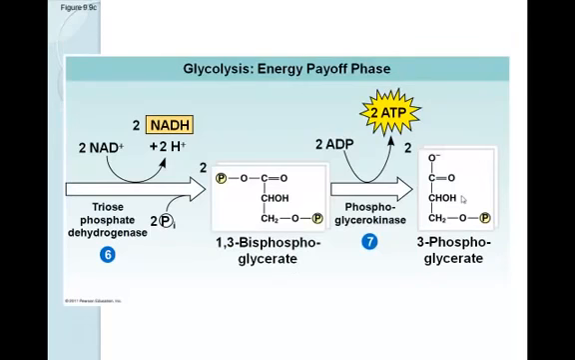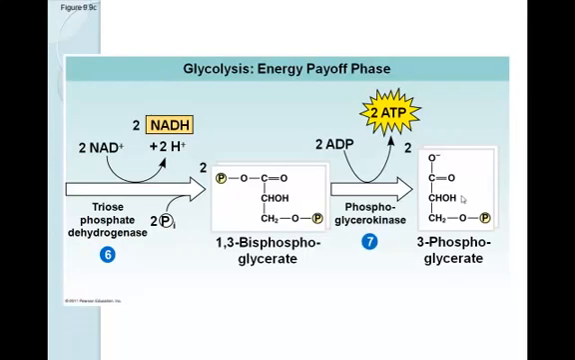In our payoff phase, glyceraldehyde 3-phosphate molecules are oxidized by triose phosphate dehydrogenase to form 1,3-bisphosphoglycerate. In this step, we can see it's an oxidation reduction reaction because it requires an NAD. So NAD is reduced to NADH while we oxidize glyceraldehyde 3-phosphate to 1,3-bisphosphoglycerate. In the next step, we see our first ATP production steps.